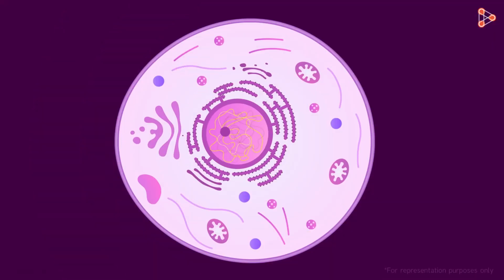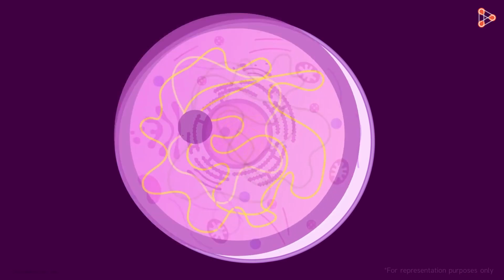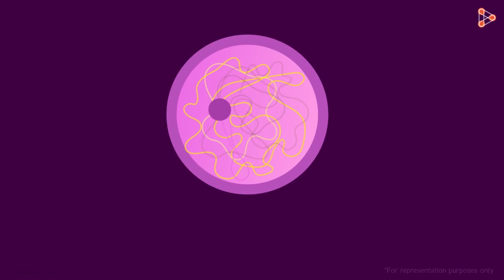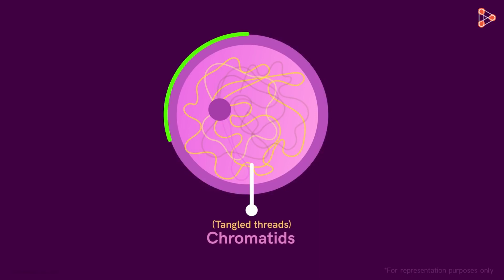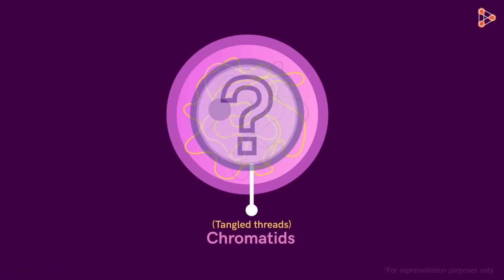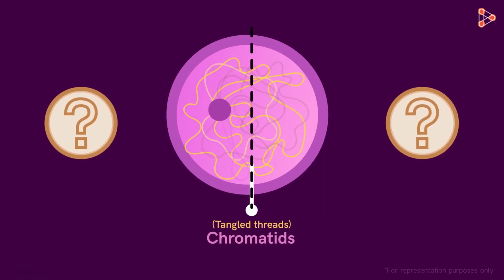Here we have this simple cell as an example. Can you see the thread-like structures here in the nucleus? These threads are called chromatids. They are usually tangled in this fashion when present in a regular active cell. Now, what if this cell has to undergo division? Is it possible to divide this single cell into two equal halves with such a tangled bundle of threads?